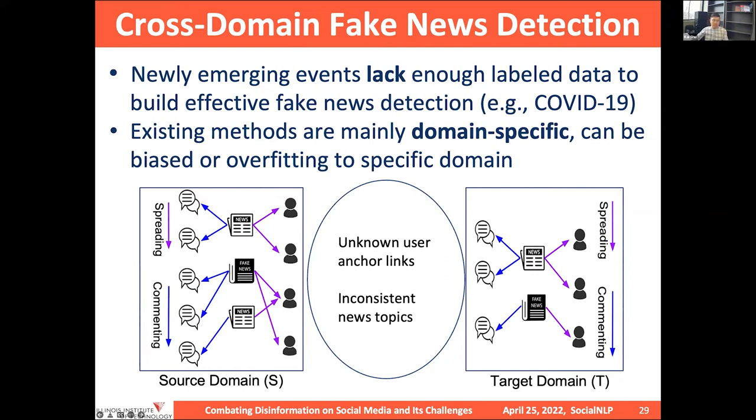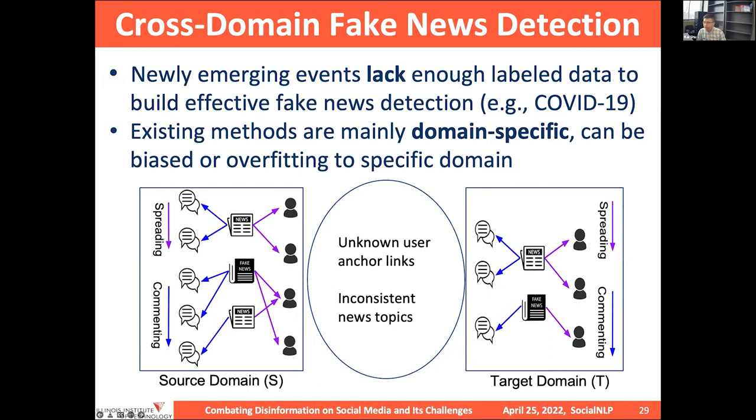Okay, going back to this piece of work, now we're looking at news pieces from different domains or different events. In many cases, existing methods are usually domain specific. They do not explicitly consider this domain discrepancy, and they can be biased or overfit to a specific domain. So this figure gives a typical cross-domain scenario, where we have a source domain and a target domain.